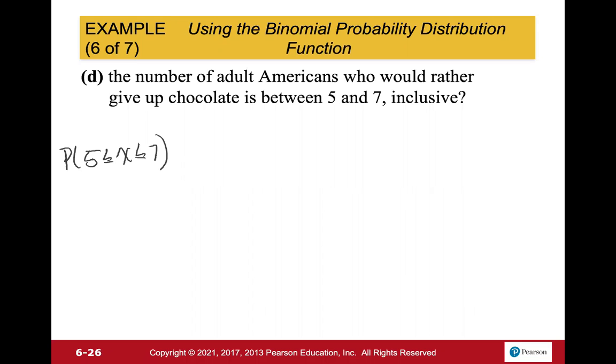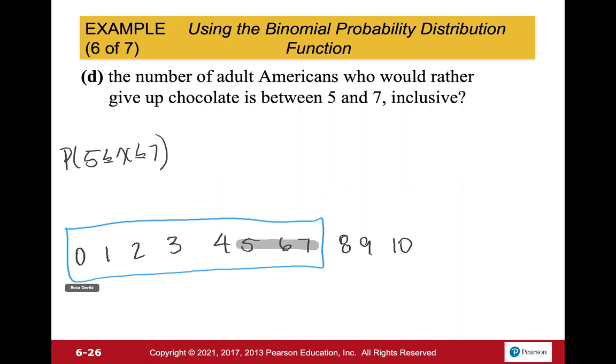All right, let's write everything down. So we have 0, 1, 2, 3, 4, 5, 6, 7, 8, 9, and 10. All right, so the values that we want are these right here, 5 through 7. So 5 through 7 is what we want. So what we're going to have to do is find these probabilities. So all of this, so the probability of all of these here, minus the probabilities here. So we could take these out.